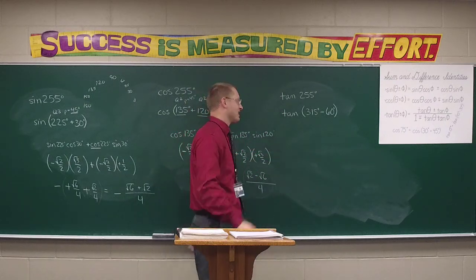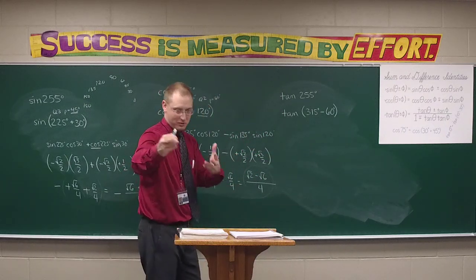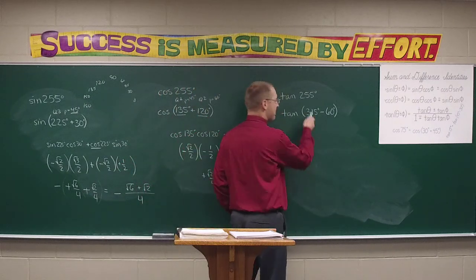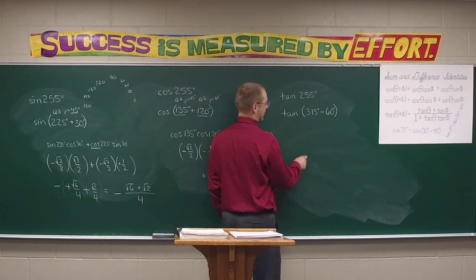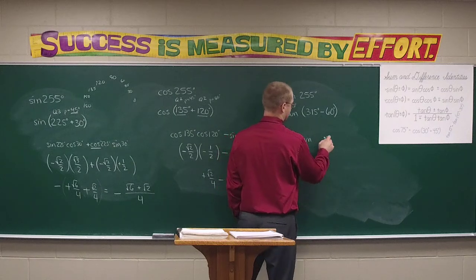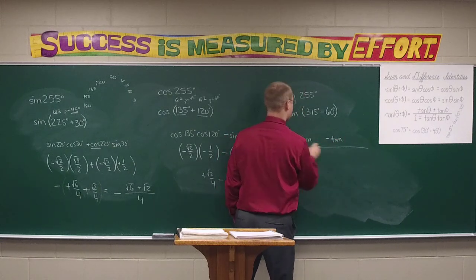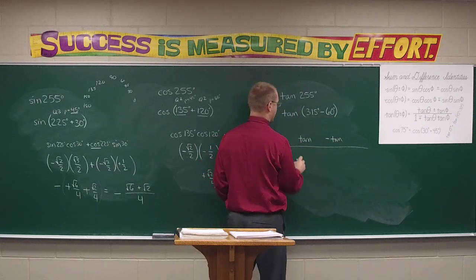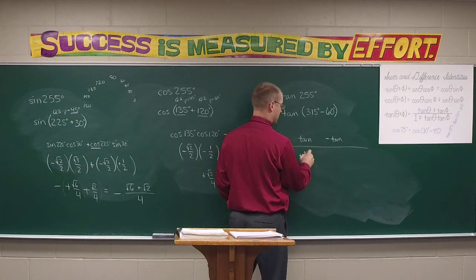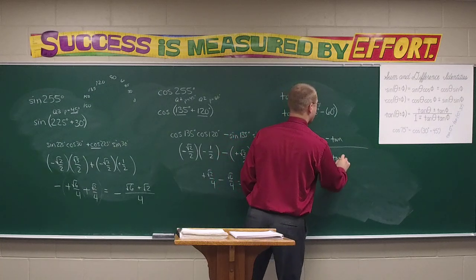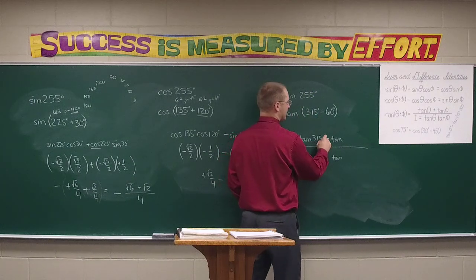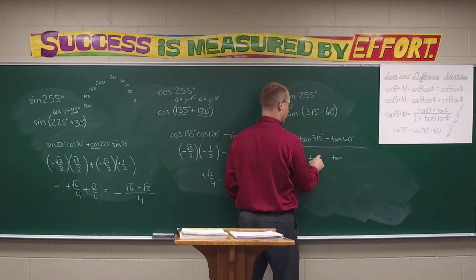All right, so anyway, Quentin, what's my sum difference identity for tangent? Tangent plus or minus tangent, all over 1 minus or plus tangent tangent. Good. In this case, minus tangent, all over 1 plus, in this case, tangent tangent. You need to drop in the angles: 315, 60, 315, 60.